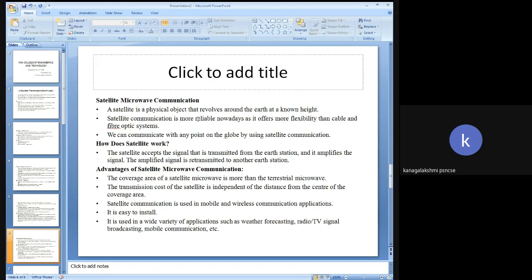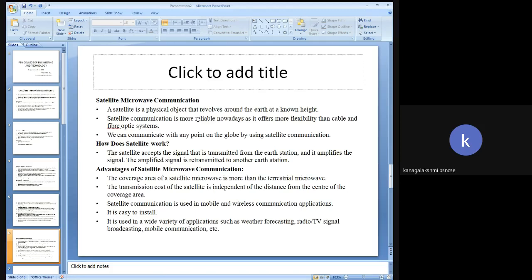Okay, the last one is satellite. Next microwave transmission is satellite microwave transmission. The satellite is a physical object that revolves around the earth at a known height. Satellite communications are more reliable nowadays. They provide flexibility compared with cables and fiber optic systems. We can communicate with any point on the globe by using satellite communication.